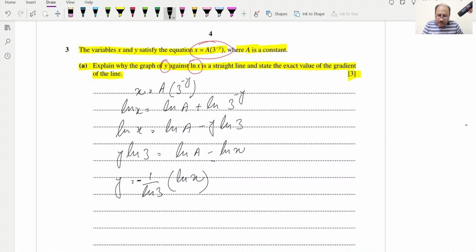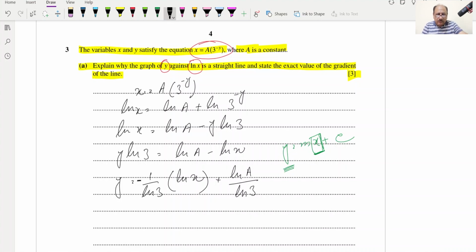So what we have done, we have written this one first, because we are shaping it into an equation like y is equal to mx plus c. So y is plotted against log x, so we will be looking for log x over here, so that's why I have transferred log x over here. So log of a over log of 3.